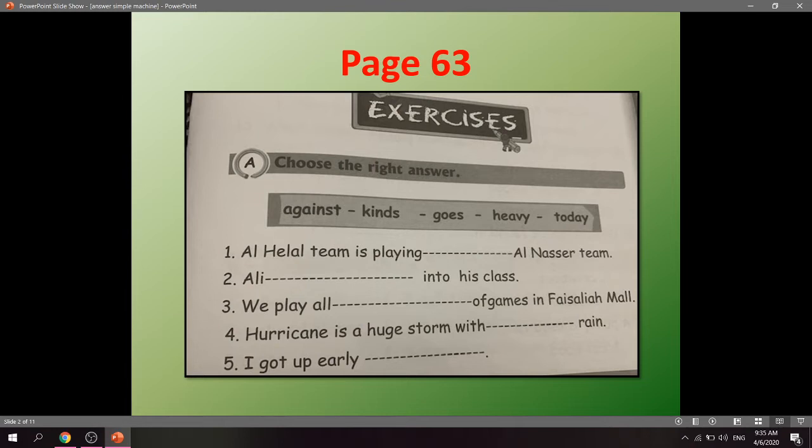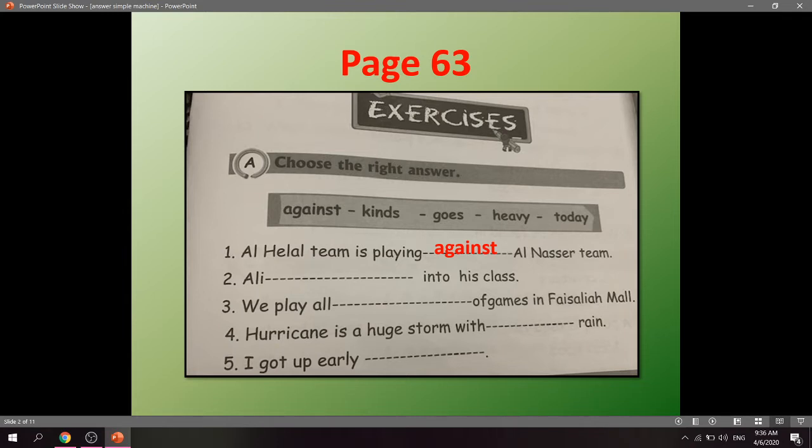So you have to choose the correct word from above. Here, against. Exactly. So against, kinds, goes, heavy, and today. So here number 1, against. Al Hilal team is playing against Al Nasr team. Against means someone who's not with you. He's against you, playing against you.